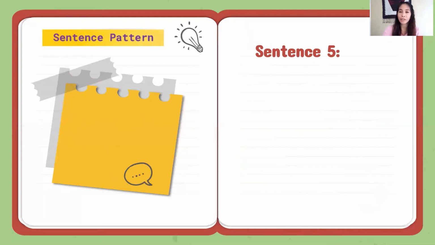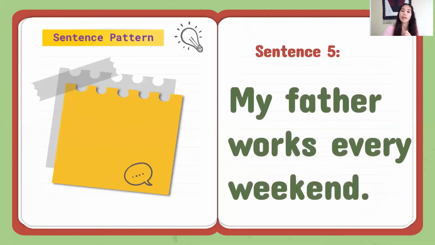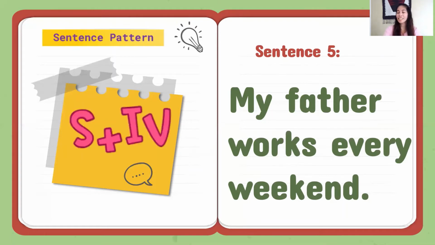Let's see who can answer. All right, the sentence is, my father works every weekend. What would be the sentence pattern? Okay, can I hear you? All right, perfect. The correct answer is SIV. Now, what is the difference between intransitive verb and transitive verb? Let's see. In this sentence, our subject is? Yes, correct. Father. Father is our subject.